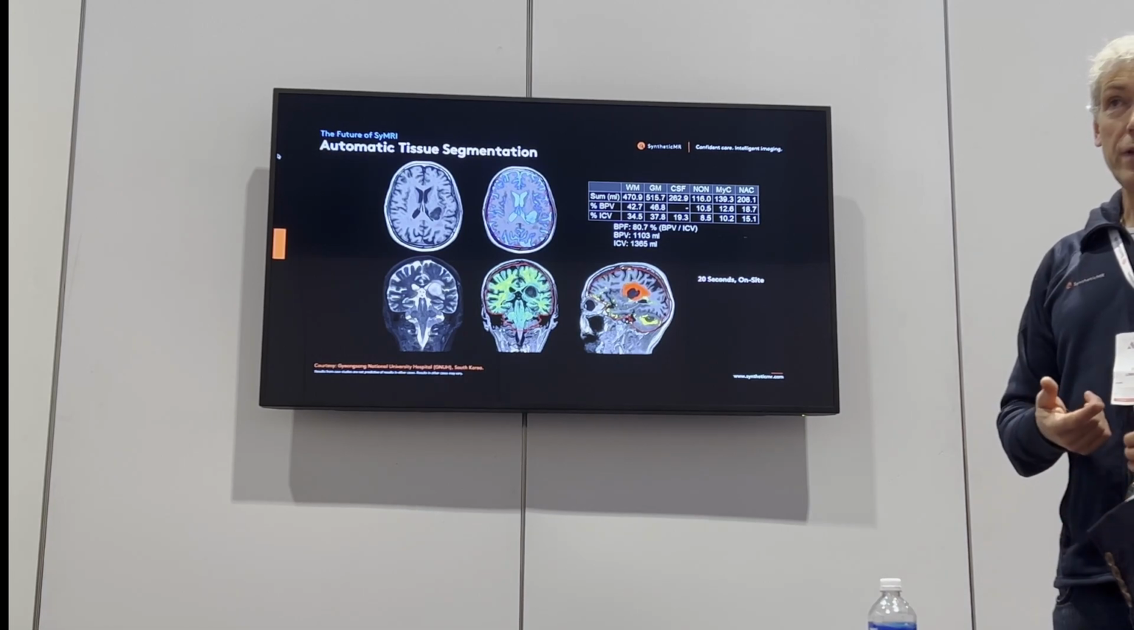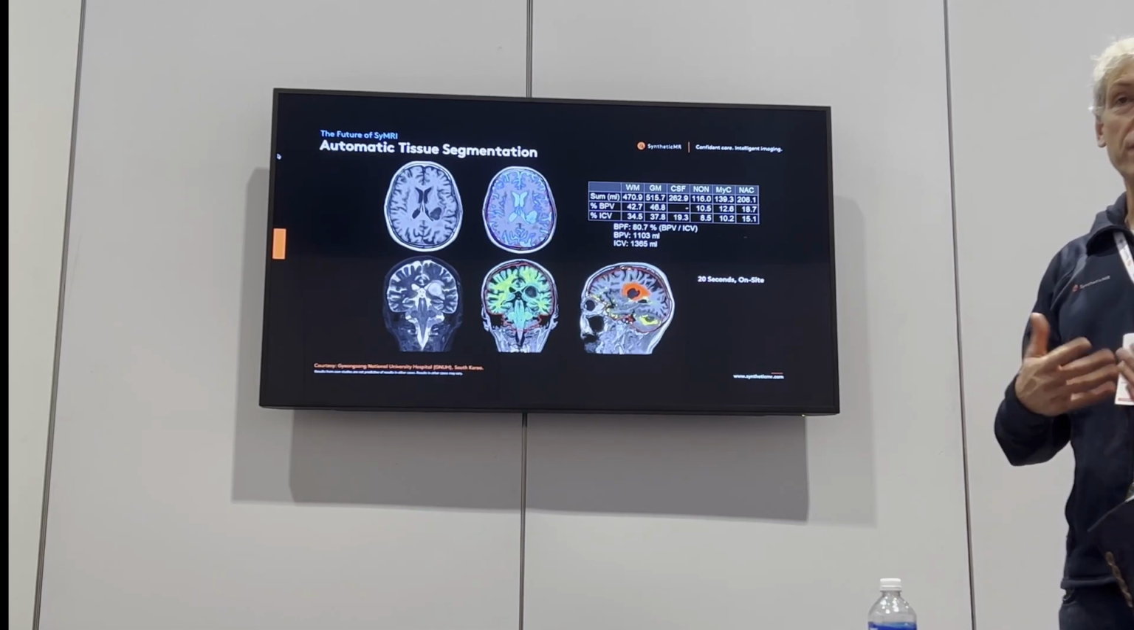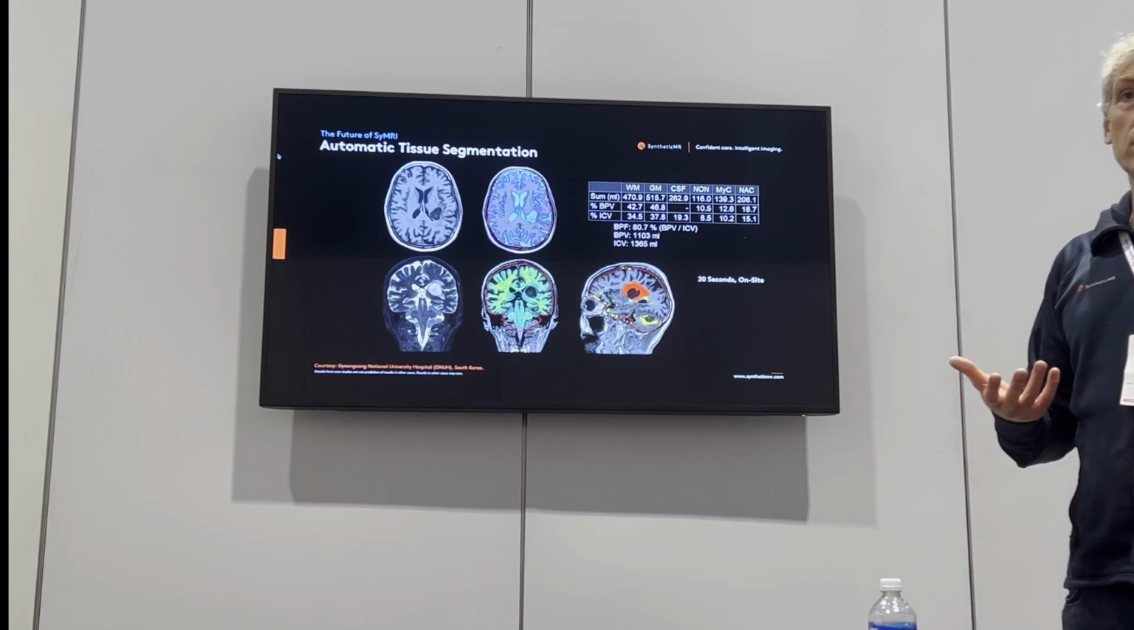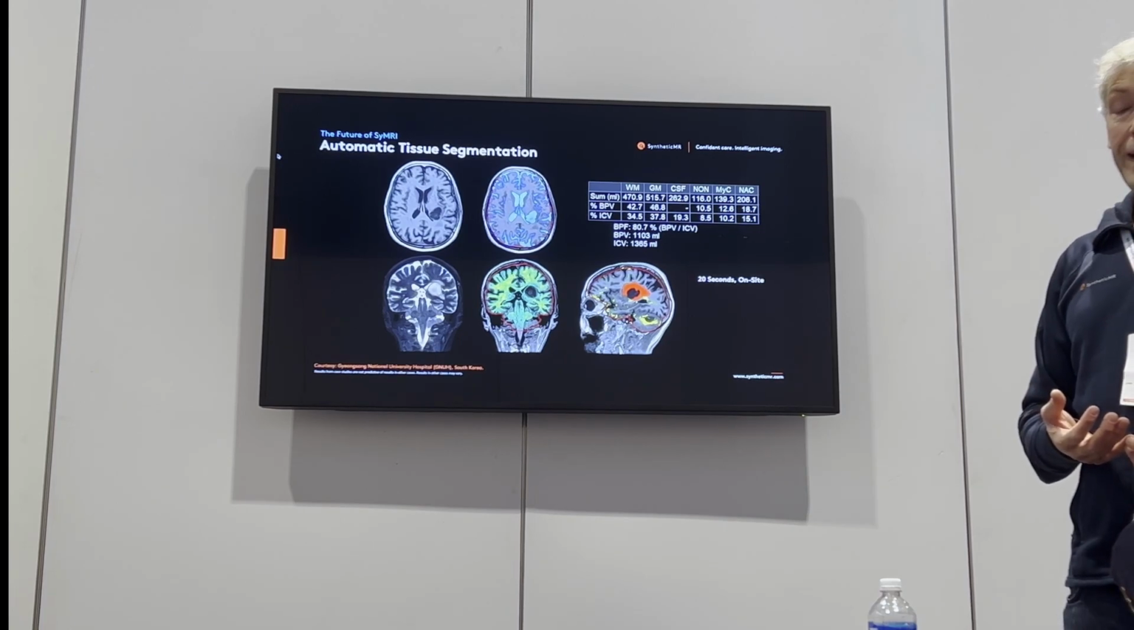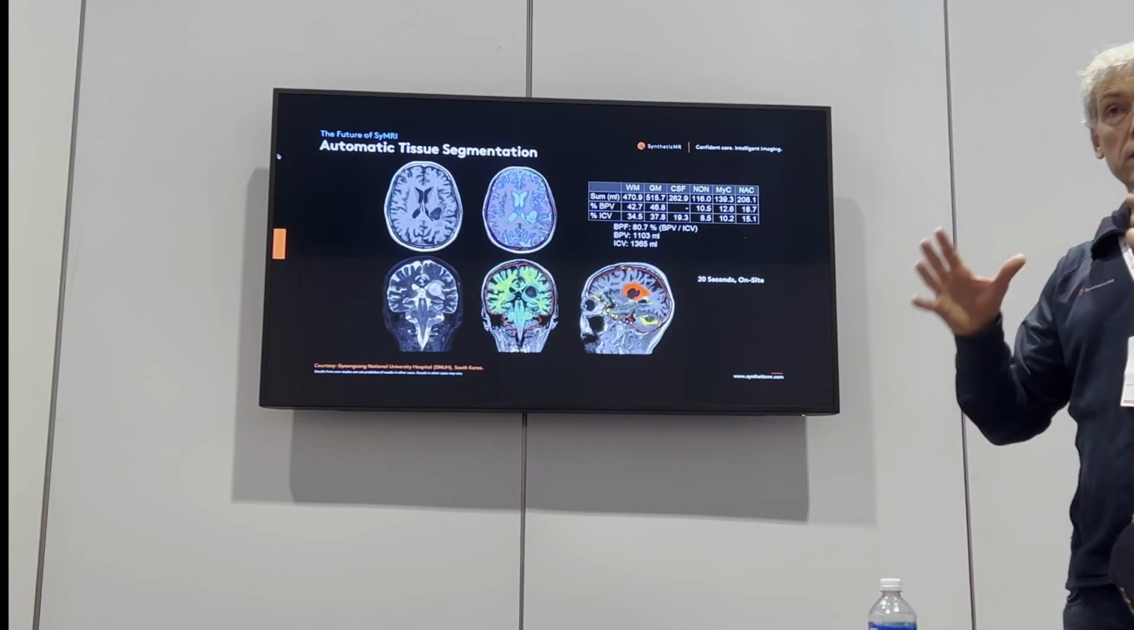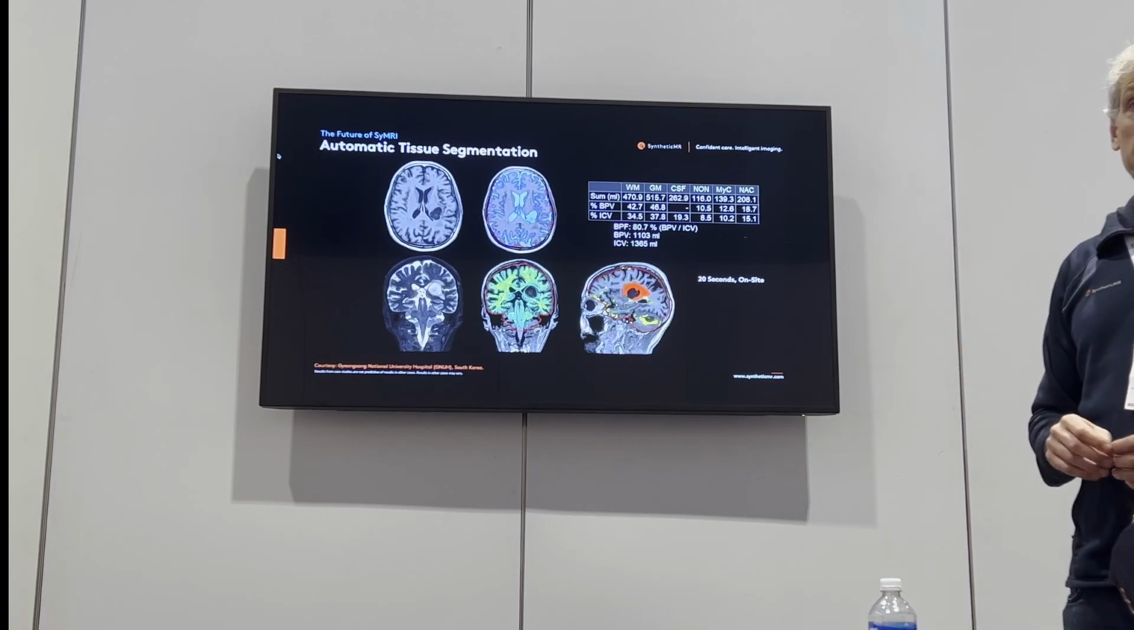Yeah, it's not CSF, it's not white matter, it's not gray matter. So we have definitions of what we consider healthy or normal white matter, gray matter, and CSF. That's based on the regions of interest placed by a number of radiologists, and that gives you a statistical distribution within that R1, R2, PD space.